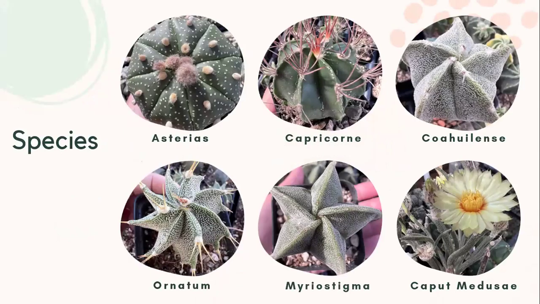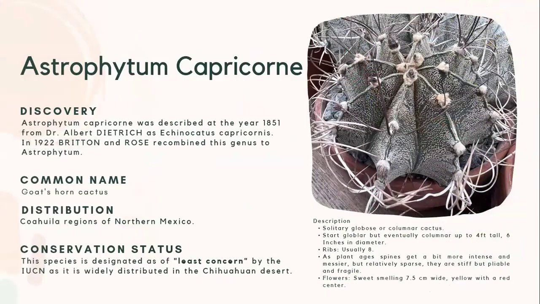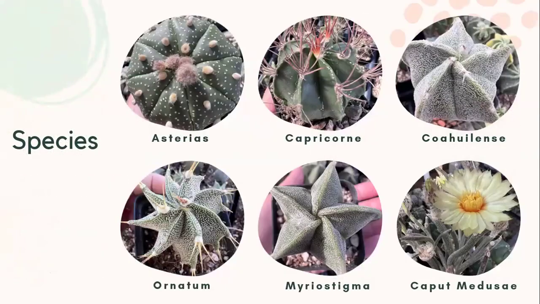These are Astrophytum asterias, capricorne, coelens, ornatum, myriostigma, and caput-medusae. I brought the 6 species here so that you can actually see and observe them. We're gonna dive into each species, and later on we're gonna educate ourselves and try to break down the difference between myriostigma and coelens, because they're very similar.